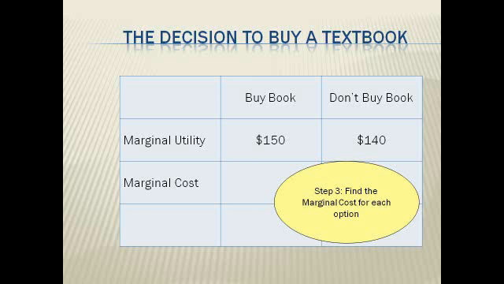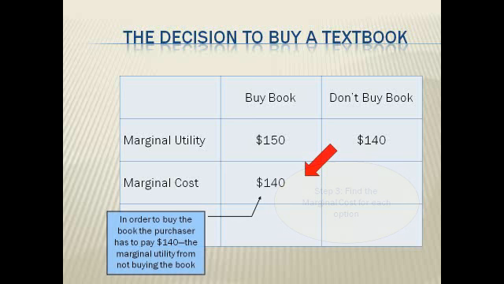Anytime you buy a product, and textbooks are definitely a product, the buyer must pay or give up money for it. The amount they have to pay is just the price of the product. Therefore, the marginal cost of buying a book, the amount a person must sacrifice in order to buy the book, is just the price of that book. In this example, we said that the price is $140. Therefore, the marginal cost for buying the book is $140. Notice that the marginal cost of buying the book is equal to the marginal utility from not buying the book.